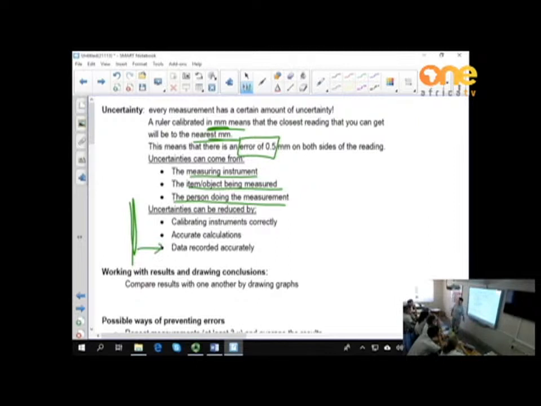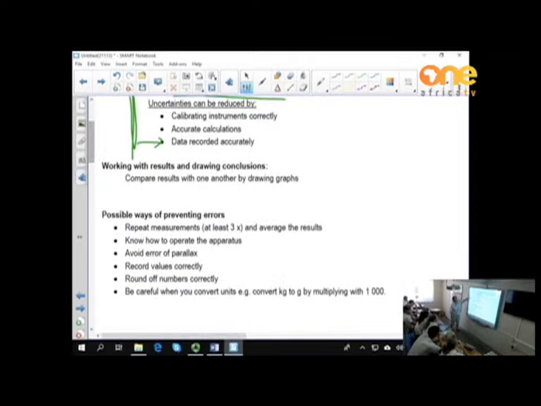Now, that one sounds stupid, but when you start getting tired and your concentration sort of lags, then very often, instead of writing down a reading of 3.25, we go and write down a reading of 5.23. Do you understand? Okay, it's just human error. And it usually happens when you start getting tired or working under pressure, that something is upsetting you and you can't concentrate. Okay, so working with results and drawing conclusions, we can compare results with one another, usually by drawing graphs.